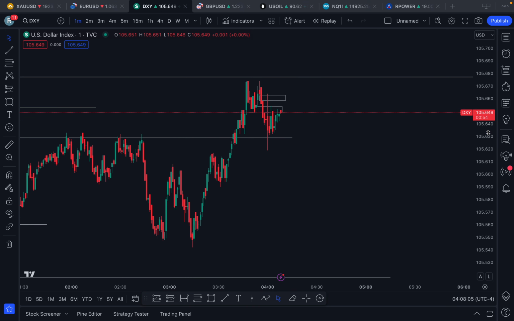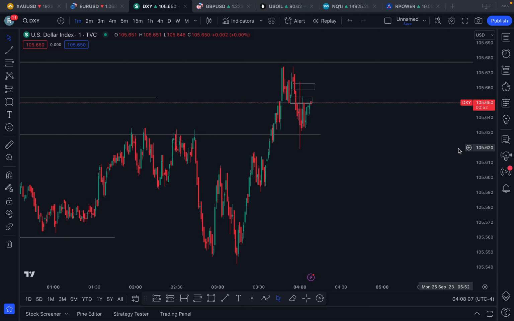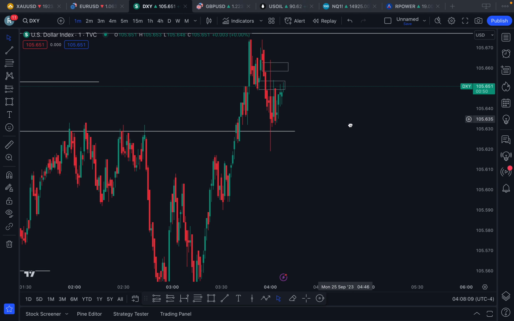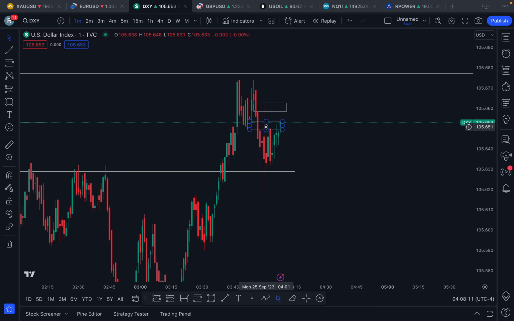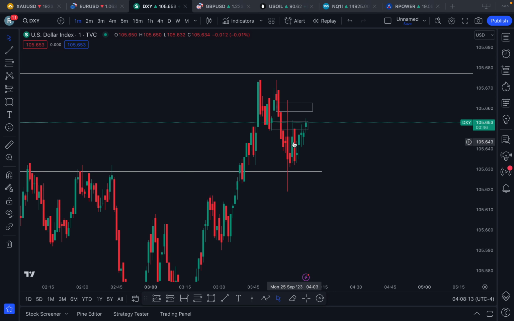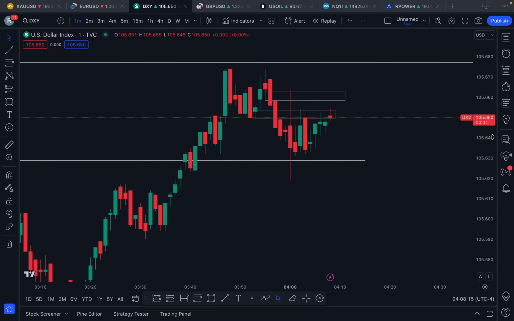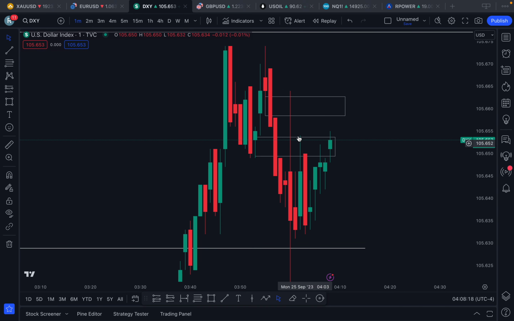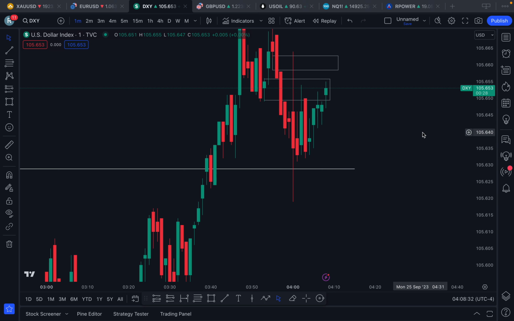The amount of opportunities that the dollar index has given to enter a new trade is insane. So that's one. Let me just zoom in. So that's 1, 2, 3, 4, 5, 6 opportunities to enter the same trade. Insane.